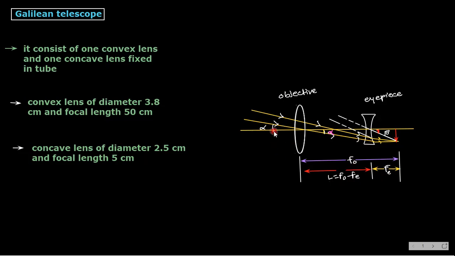Now, can you make this at home? Yes, you can make this at home also. What you have to do is purchase one convex lens of diameter 3.8 centimeter, this is the diameter, and focal length 50 centimeter. According to that, you can adjust the distance in the tube. Then purchase a concave lens of diameter 2.5 centimeter and focal length 5 centimeter.